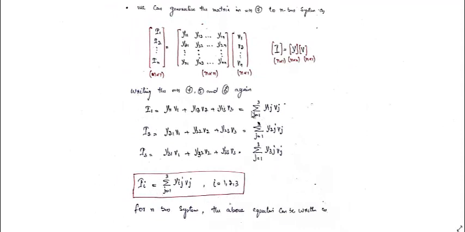I can represent all the three equations in one equation like this. I can write Ii is equal to the summation of j from 1 to 3 of Yij Vj, where i has the values of 1, 2, and 3. When i is equal to 1, you can see that it will be I1, the same Y1j Vj, that is this equation. When i is equal to 2, it will be I2, the summation j equal to 1 to 3 of Y2j Vj, it is this equation. Similarly for 3.